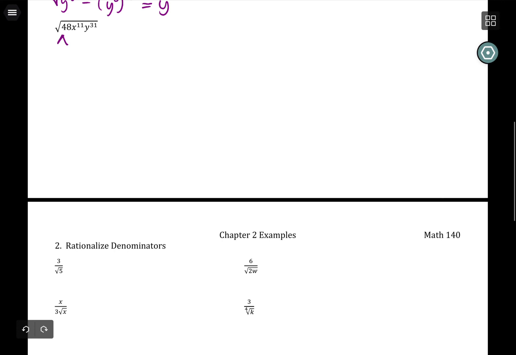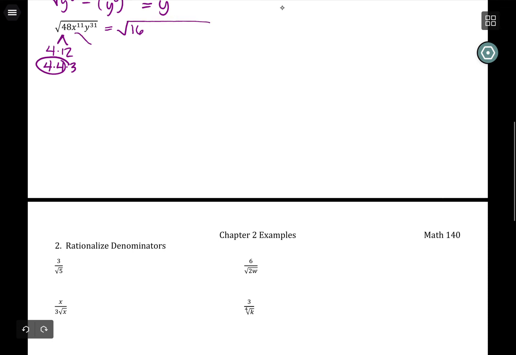I'm looking for factors of 48 that are perfect squares. 4 is definitely a factor of 48. But I can actually do better than that because it's also a factor of 12. So I can actually pull out a 16. So I'm going to say, okay, this is the same as the square root of 16 times 3. So I'm going to save that 3 up for a minute.